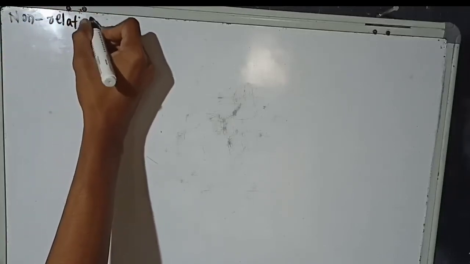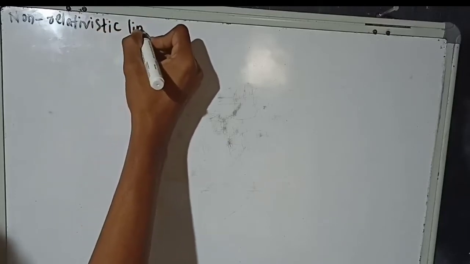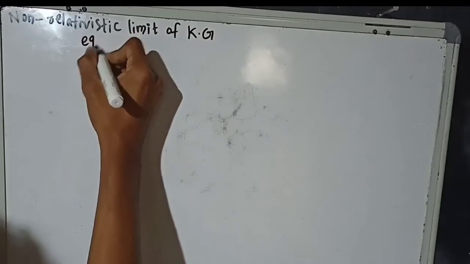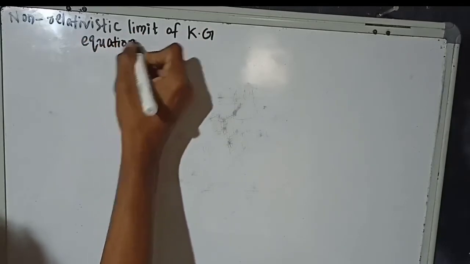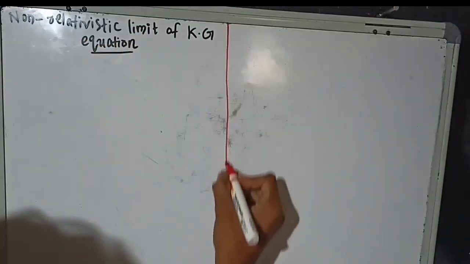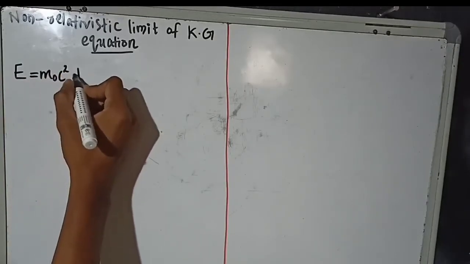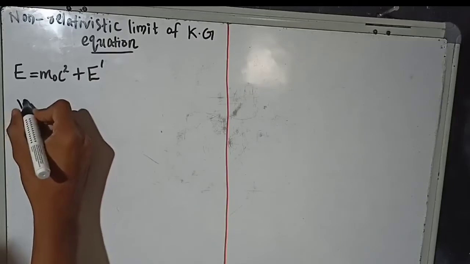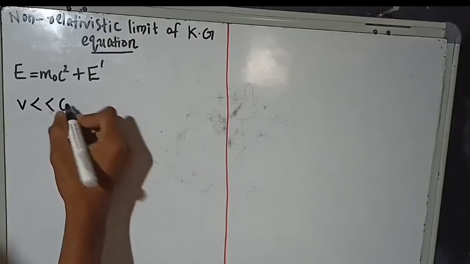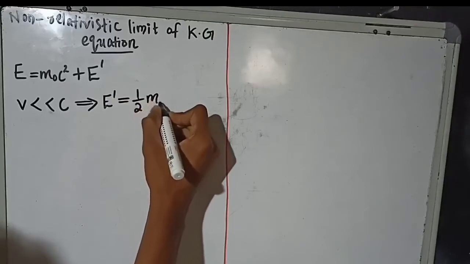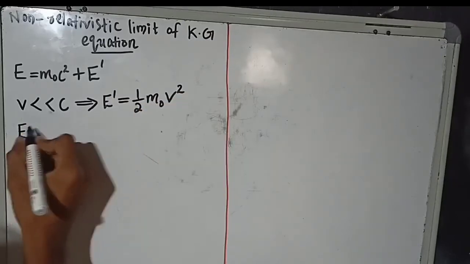Today we are going to find the non-relativistic limit of Klein-Gordon equation. We can write the total energy of a relativistic particle as sum of rest mass energy and relativistic energy. For very small velocities, this relativistic energy E dash is actually the kinetic energy.